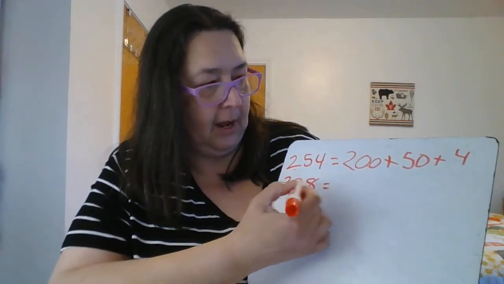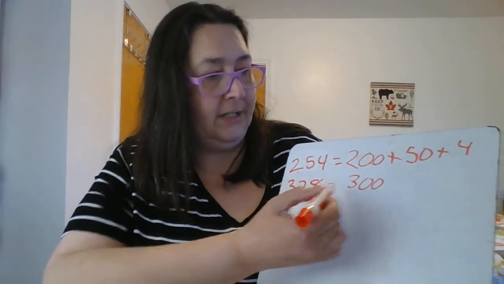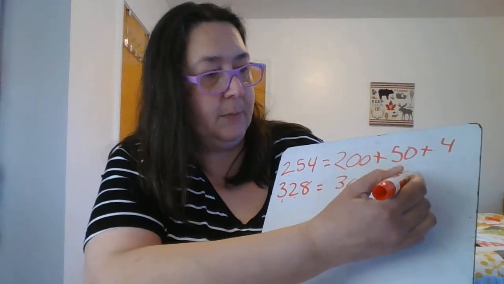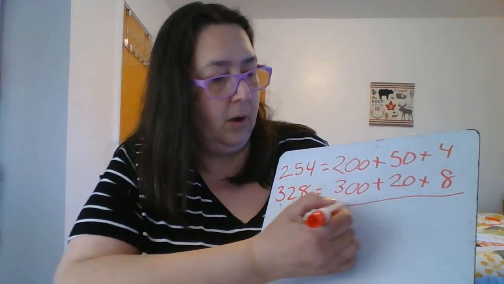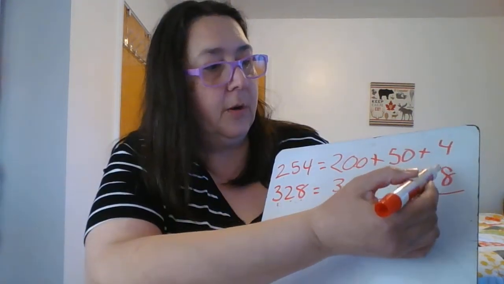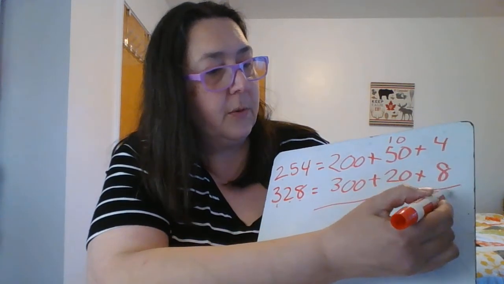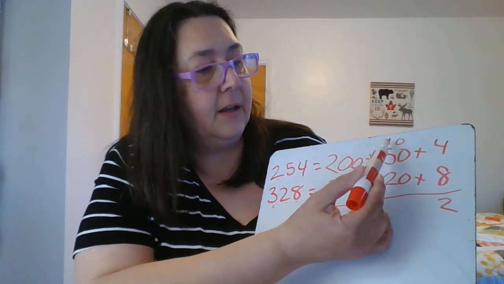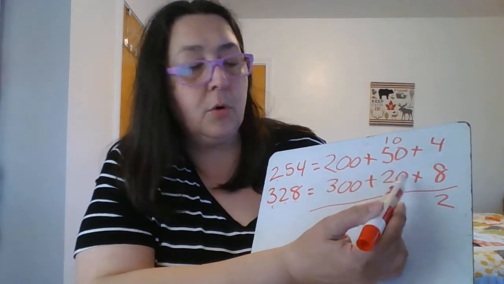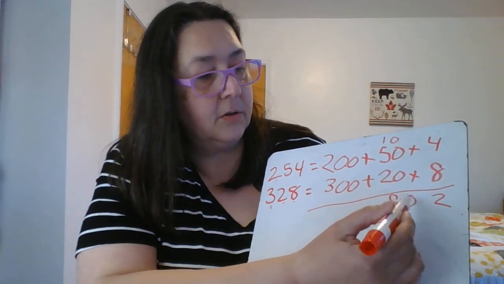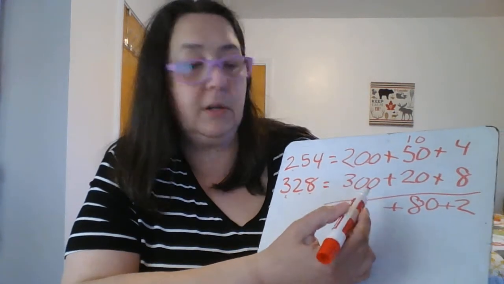If I do the next number, I have 300, which matches this 3 right here. I have 20 from that 20 space right there. And then I have 8 ones right there. So now I can add these up like this. 4 plus 8 is 12. So if I put a 2 right here, I can then put the 10 up here. So I have 10 plus 50 is 60, plus 20 is 80. So there's my 80, don't forget the plus. And then now I have 200 plus 300 equals 500.